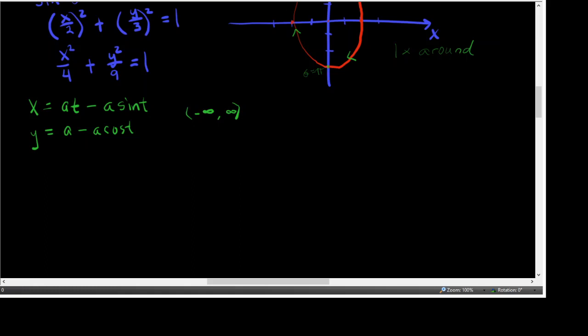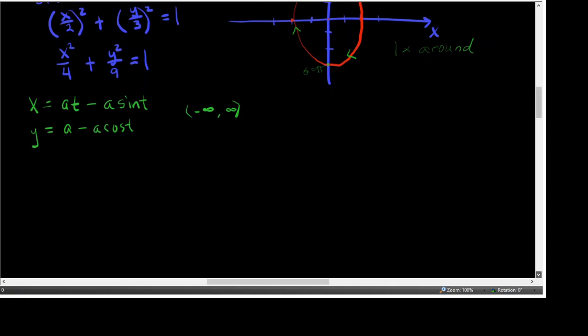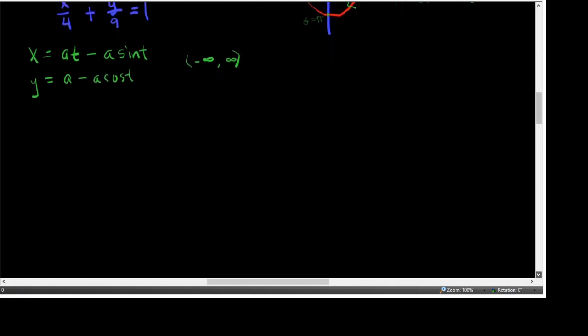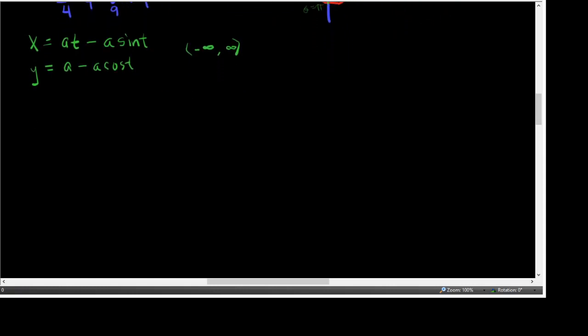All right, so let's graph a specific one of these cycloids. Let's graph x equals t minus sine of t. So what is a? Right, it's 1. And so y would be 1 minus 1 cosine t, or just 1 minus cosine t.